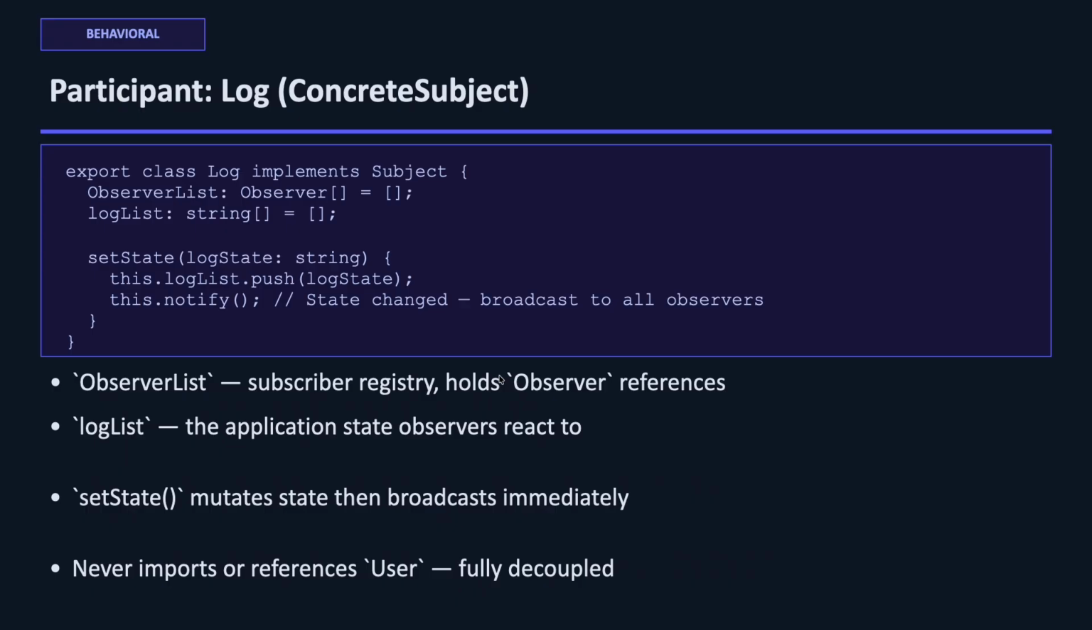Here we have the log. This is the concrete implementation of the subject. It holds two arrays: the observer list of the current subscribers and the log list of the log entries. SetState is the action trigger. It appends a new entry and then immediately broadcasts it. Log notify loops through the observer list and calls update on each one. That's it. The log doesn't import the user. It doesn't call any user-specific methods. It doesn't know what the update will do. So this creates a total decoupling from its own subscribers.